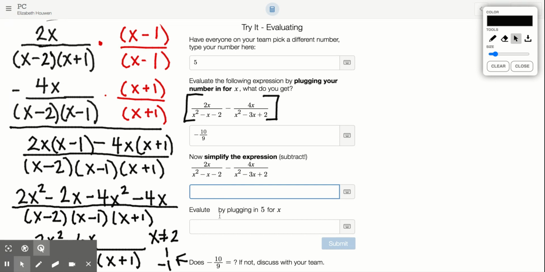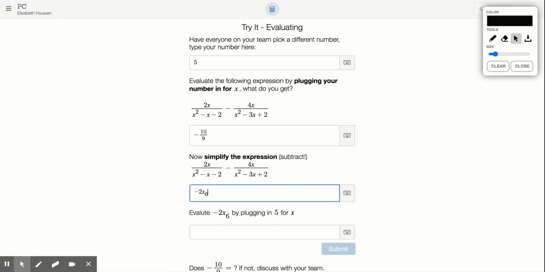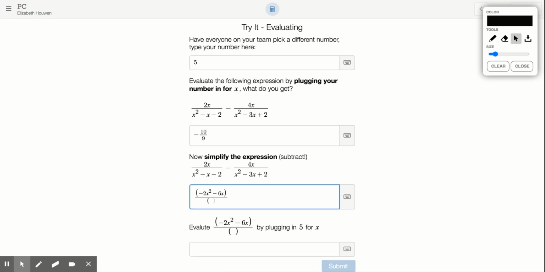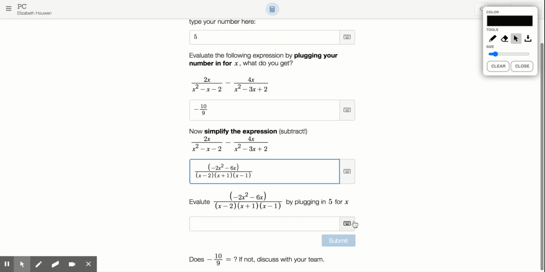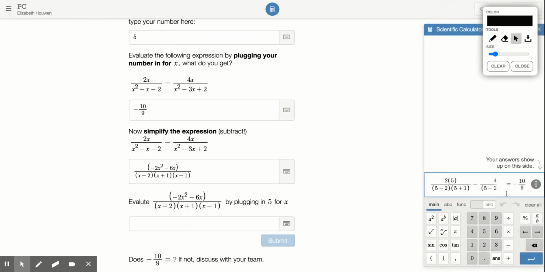Okay, now we'll actually do the math and see what happens. We already did that, so I'll just type in the answer that we got on the previous slide. 2x squared minus 6x divided by x minus 2, x plus 1, x minus 1. Okay, so that is my solution. Now what I'm going to do is plug that same number into my answer and see if I get the same value out. So I will plug 5 everywhere there is an x.